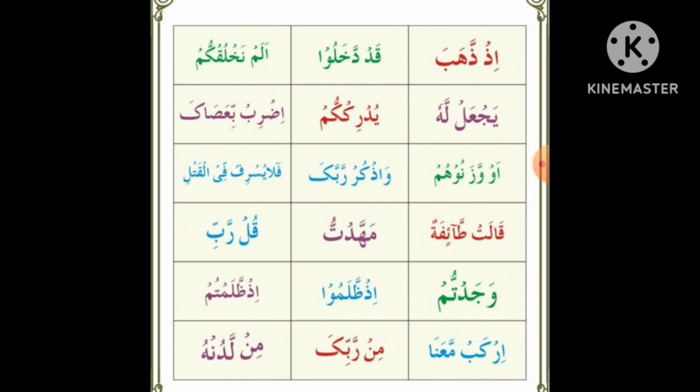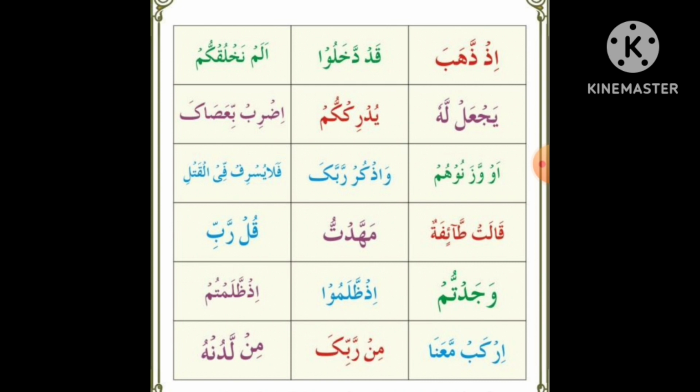When you see the articulation points of qaf and kaf, they are different but nearer to each other. So this is called idgham mutaqariban, from mutaqarib, qurb, which means nearer. So qaf and kaf are nearer to each other. Here you have a choice. You can read qaf and you can read kaf also.